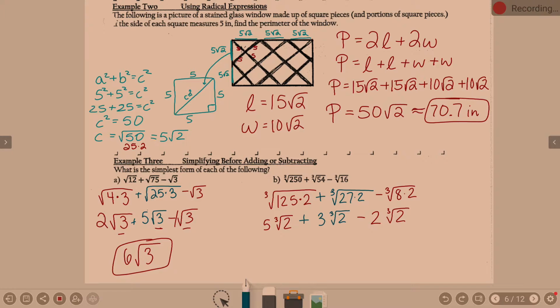Is what? 6 cube root of 2. 5 plus 3 is 8, minus 2 is 6 cube root of 2. And you're remembering to put that little cube in there, yes? Because MyMathLab will count you wrong if you forget that cube, won't it? I'm sure you've done that at some point.